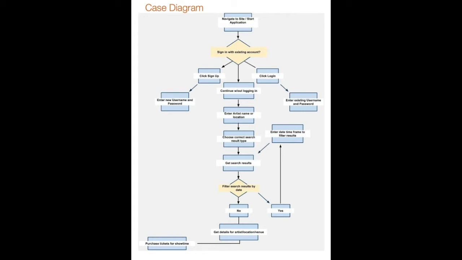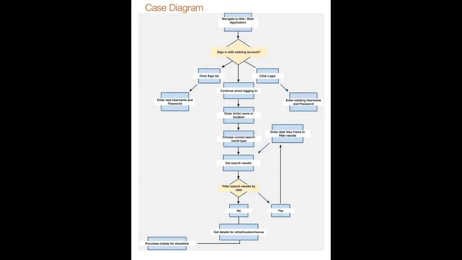From that search result, they can choose either the artist, the venue, or they can go by location of where they're at and see what's playing around them, different types of bands and genres and so on. So it'll give them a specific search result.